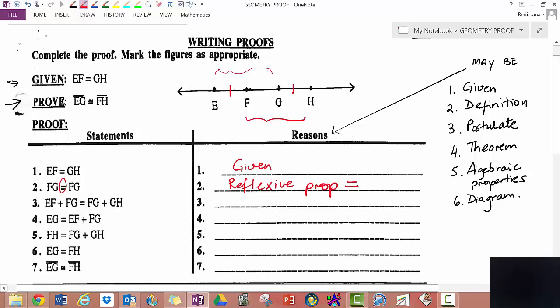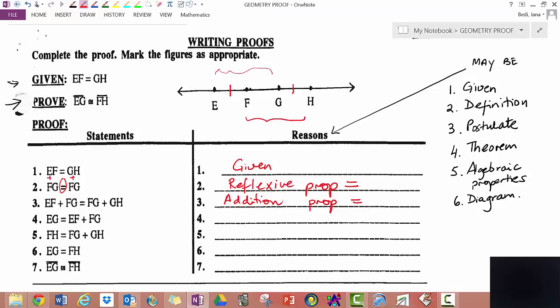Now, if you look at statements 1 and 2, and if I were to put a plus sign here and a plus sign there, what are we doing? We're adding statement 1 to statement 2 to get statement 3. So I am going to say addition property of equality. Note that number 2 and 3 are algebraic properties.